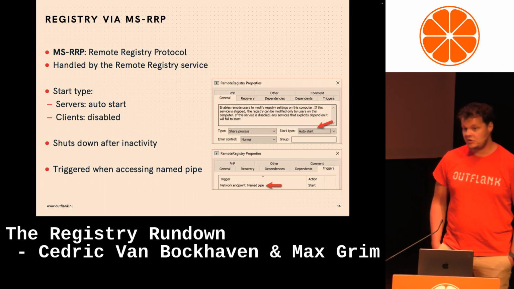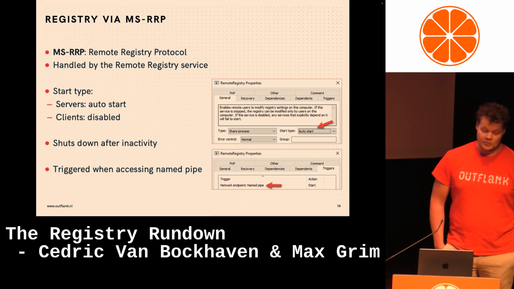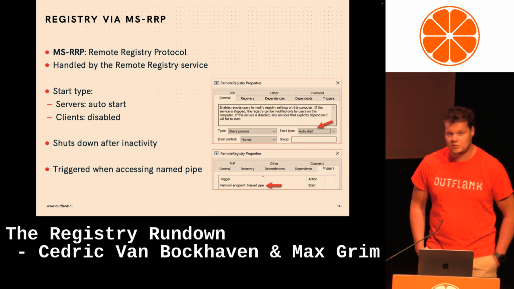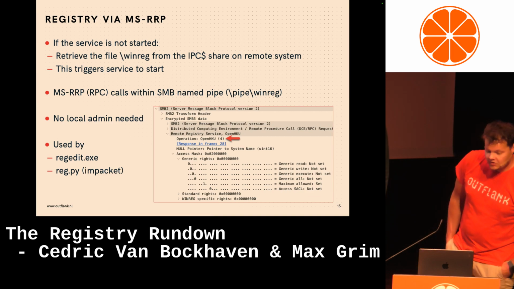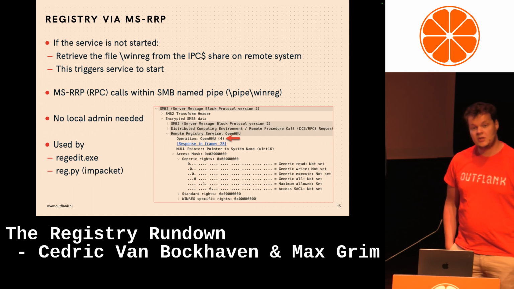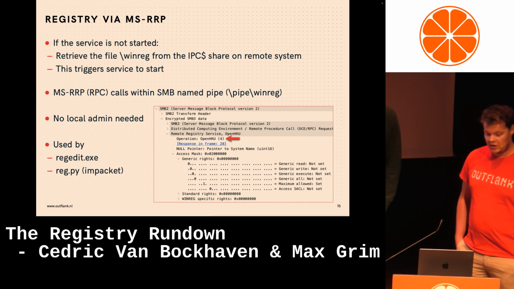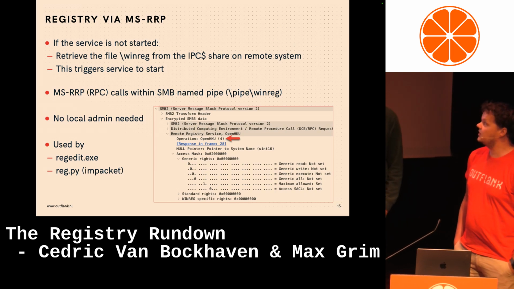Auto start means that it's not running by default, but we can trigger it to run. So we can access a named pipe and then it will start up and then we can start interacting with it, and then after a while it will shut down by itself again. So how do we do this? If the service is not started, we can retrieve the winreg file from the IPC$ share on the remote system, and this will trigger the service to start. And then we can start interacting with it, and we do this with RPC calls, which are transported over an SMB named pipe, and this named pipe is pipe/winreg.